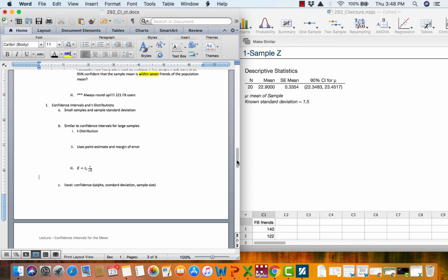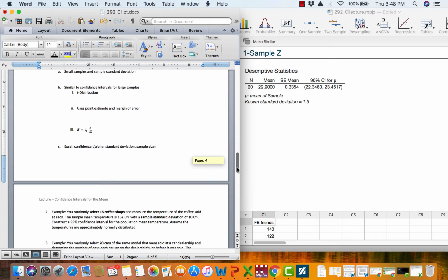All right, again, be patient with me. Let's go through these examples so you know what to do in Minitab, and then at the end I will talk about the difference between z and t.